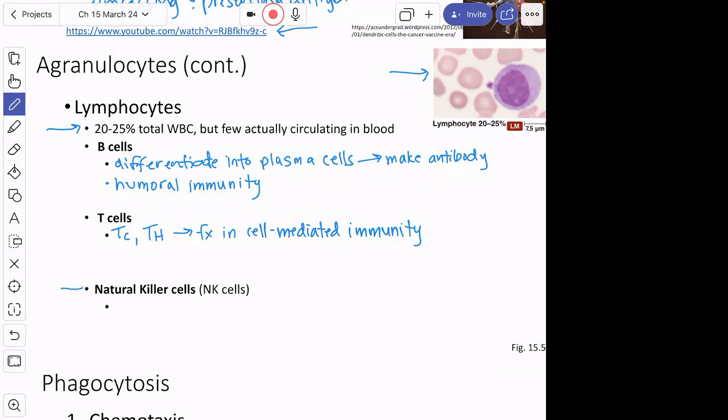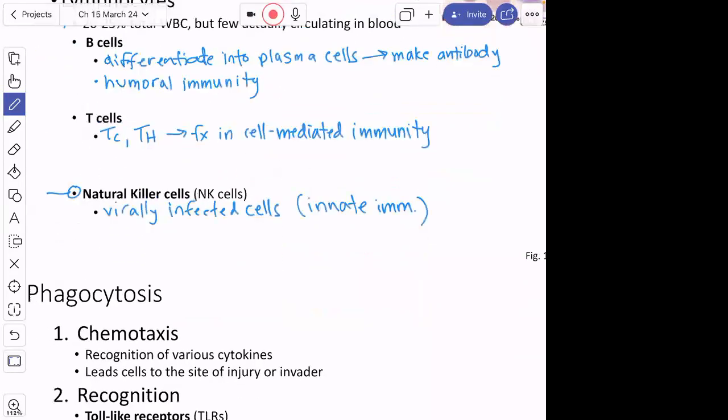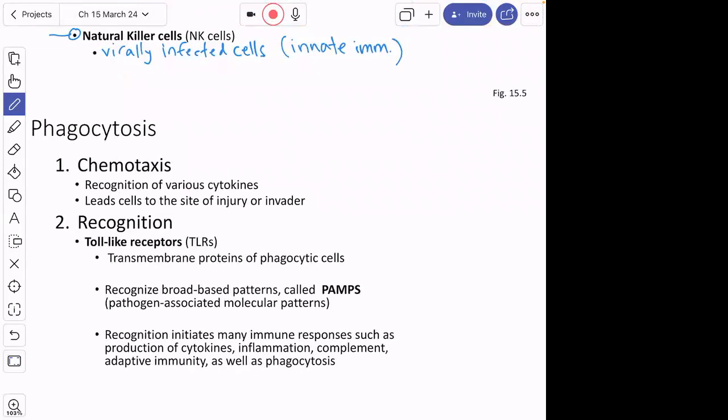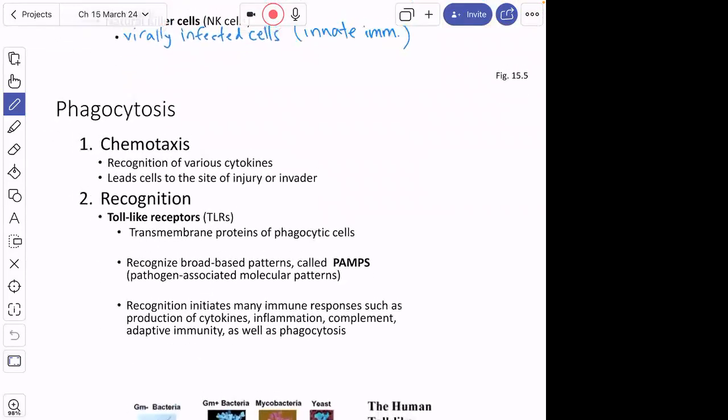There is one other kind of lymphocyte. Natural killer cells are considered lymphocytes. We're not going to mention them very much, but they act mostly on virally infected cells, and they do so non-specifically. So we consider natural killer cells part of our innate immunity. Again, we're not going to explore their function a whole lot, but there's one other point where we'll mention them briefly. All right, so those are the cells whose function we're mostly thinking about.